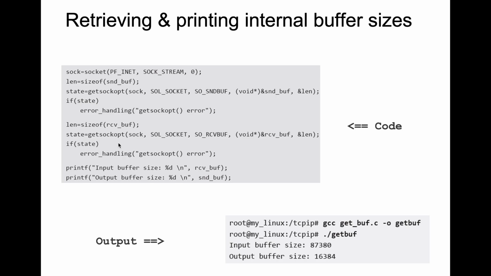And then we are storing the receive buffer size inside this receive buffer variable. And so on these two lines of code, the first and second getsockopt calls, what we're doing is retrieving the send buffer's output buffer size and input buffer size. So we'll have two different values inside SND buffer and RCV buffer.